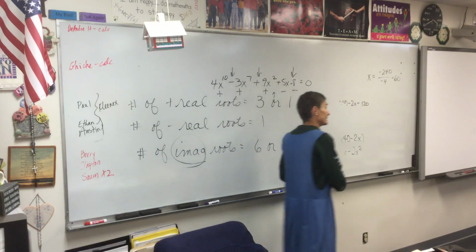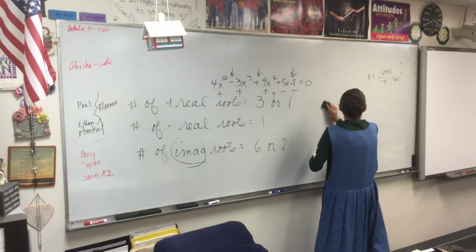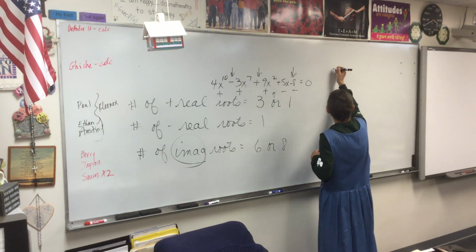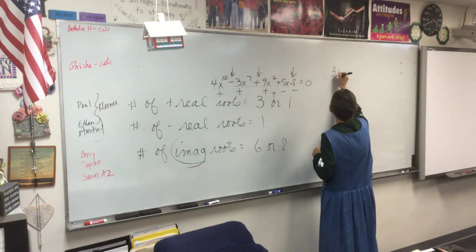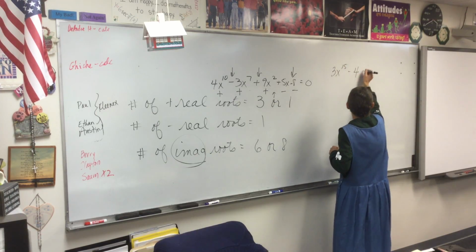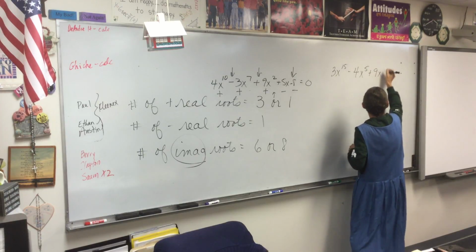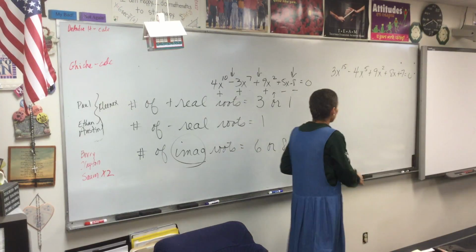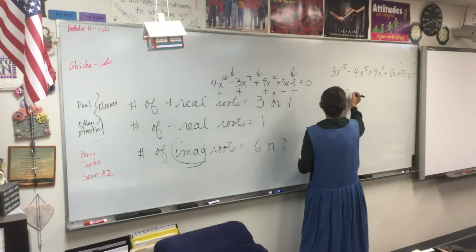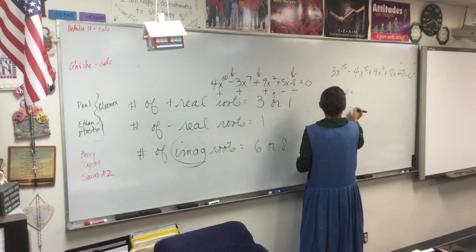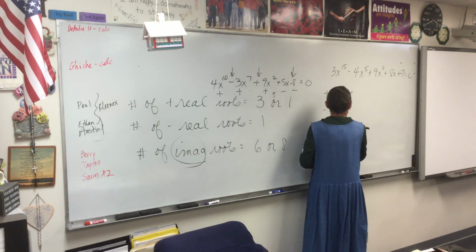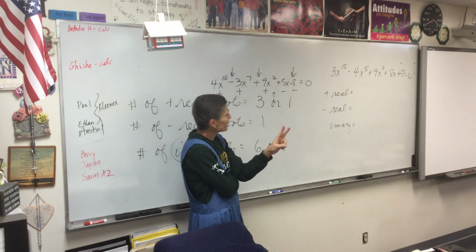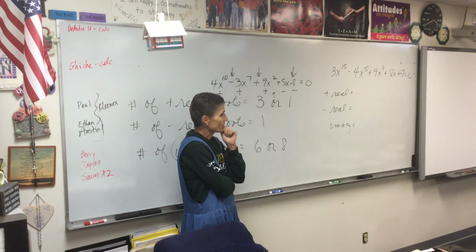All right, let me do one more quick example. Make sure you got this. It's real easy. Let's say you have to find the nature of the solutions of 3x to the 15th minus 4x to the 5th plus 9x squared plus 8x plus 7. Okay, here we go. We want the nature of the solutions, which is how many positive reals, how many negative reals, and how many imaginaries.